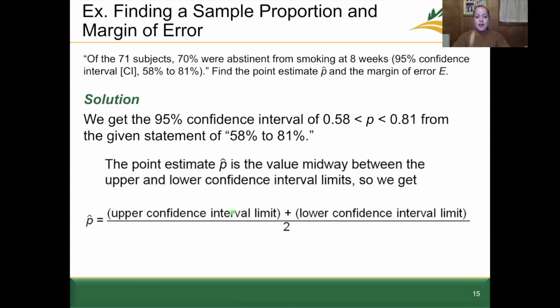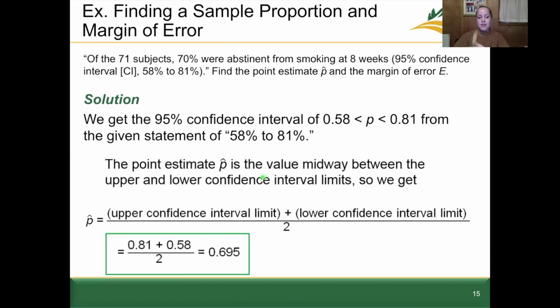So to set this up, the upper confidence interval limit in a non-percentage, very importantly, we don't use percentages here, is 0.81. The lower confidence interval limit is 0.58. So we take 0.81 plus 0.58, divide that by 2, and get 0.695. That's our p hat value. Notice again that everything we've done so far only uses 58% to 81%. We haven't used any other part of the question.